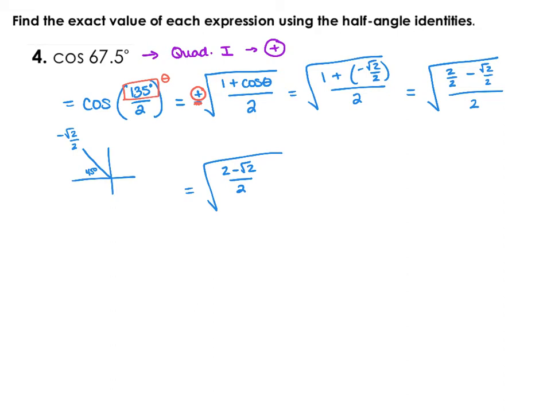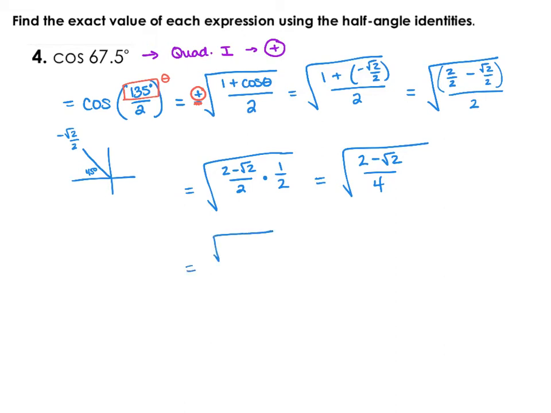Instead of saying divided by 2, I'm actually going to take that and move it out to the side and say that I'm multiplying by 1/2. Those are technically the same thing. All I'm doing is making it so that I can combine that fraction now. So this is going to give me the square root of 2 minus the square root of 2 all over 4. When I'm taking the square root of a fraction, I give that square root to both the numerator and the denominator.